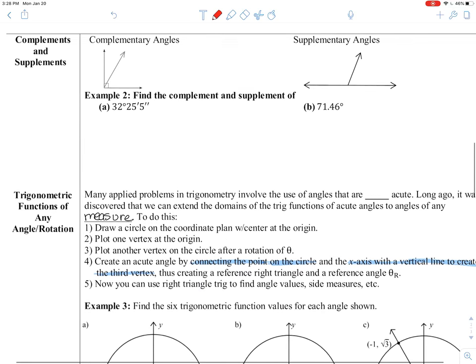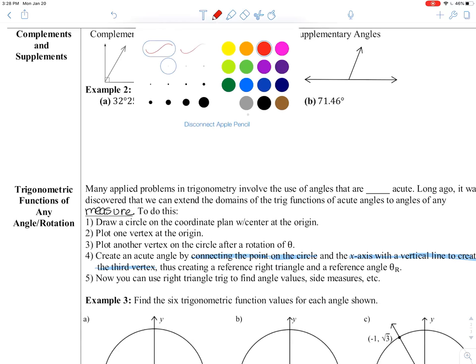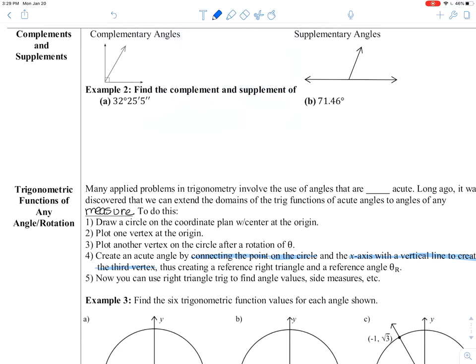All right. So let's turn over the page and look at what complements and supplements are. You will be asked to find some angles that are complementary and supplementary to given angles. Let's just remember that complementary angles add up to 90 degrees, and supplementary angles add to 180 degrees.